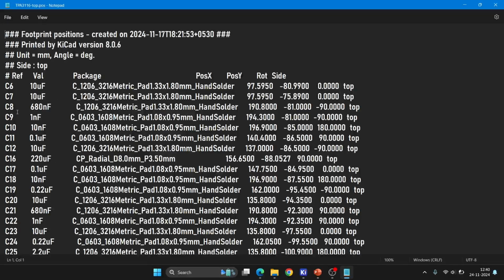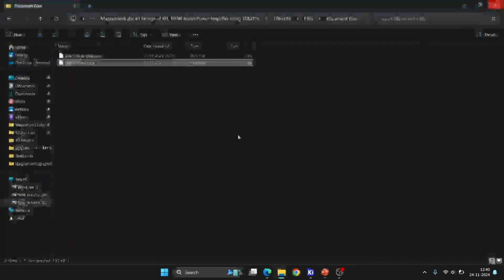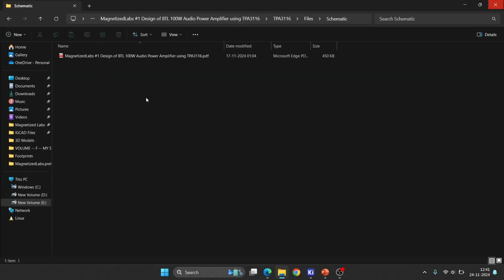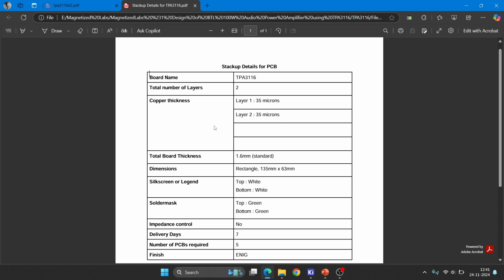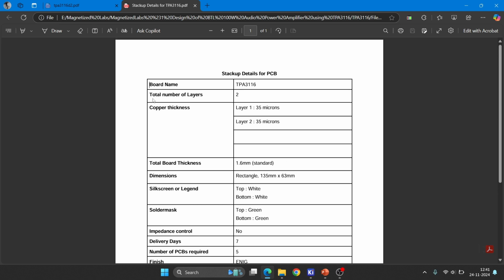This will have the reference of the component and value, package, position X and Y coordinates. These position X Y coordinates will be used for automatic assembly in the automatic assembly machine. Here rotation is 0 degree and side is top side. Same goes for bottom side also. Next, schematic. I have kept it as a PDF inside, and then stack up. This will contain all these details. You can choose this as a standard format, and then you can use it for your future design.